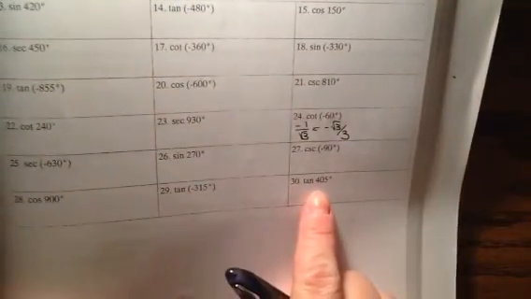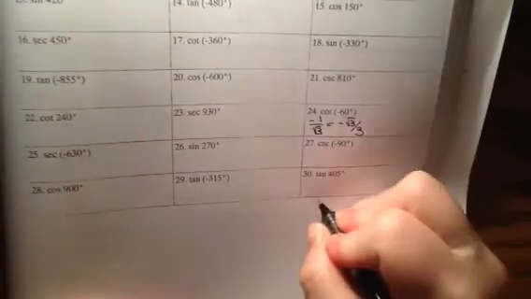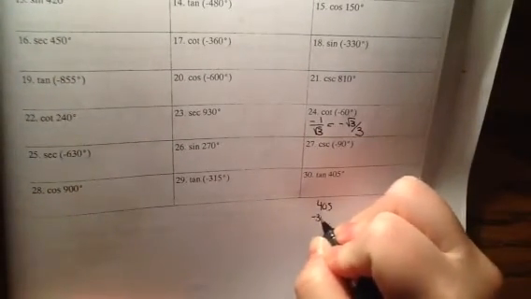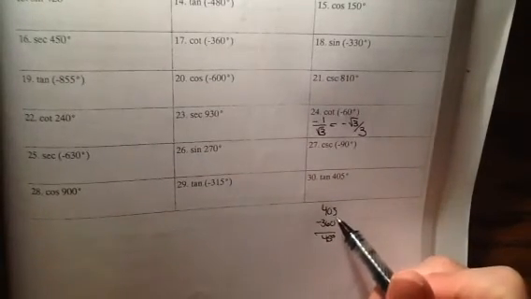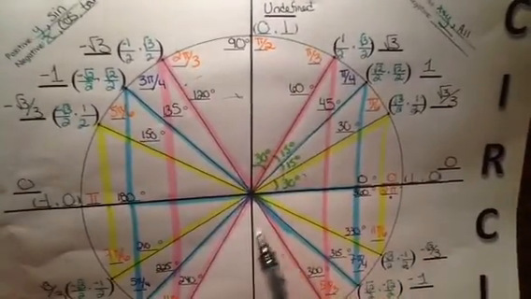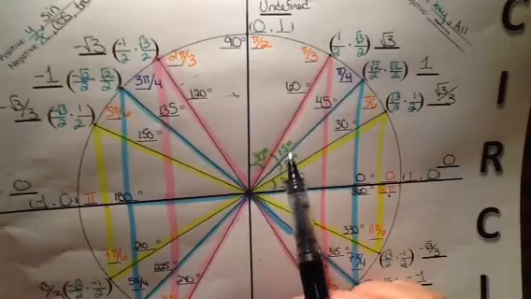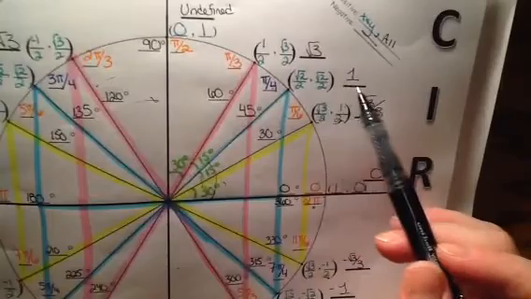I'm just trying to find an even one that's harder. Like number 30 says 405 degrees. Well, we don't have a 405 on the circle, so you take 405 and you subtract 360, so you get 45 degrees. So I'm going to go around the circle once and 45 degrees more, which is right here. And this wants tangent's value, so tangent's value right here is 1.